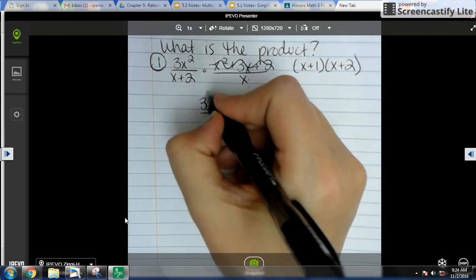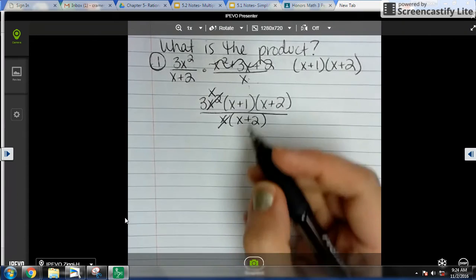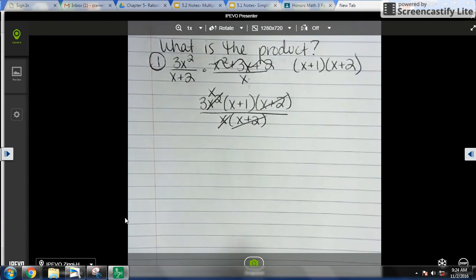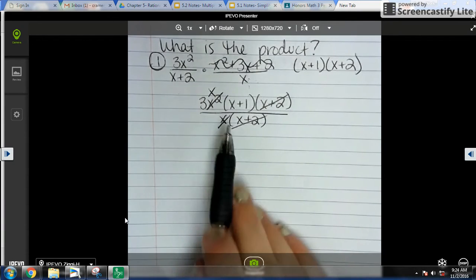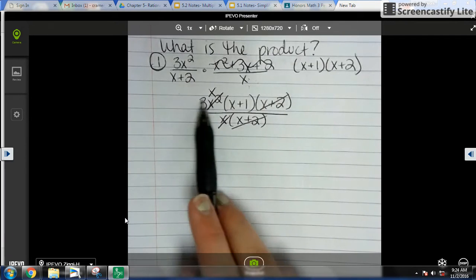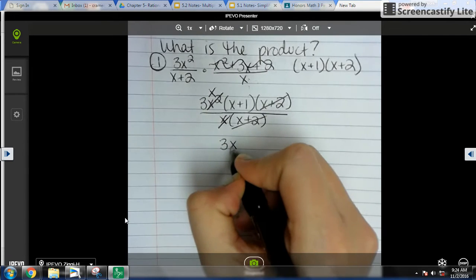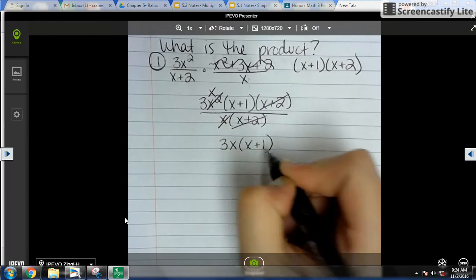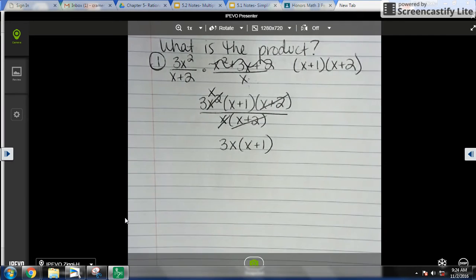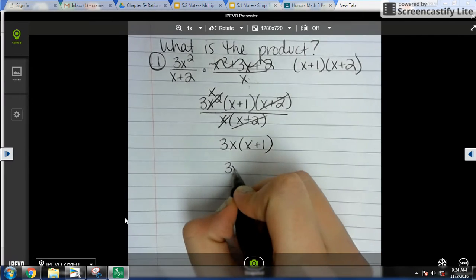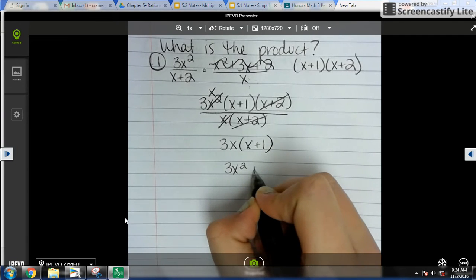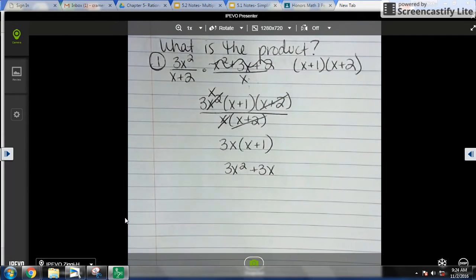x squared over x becomes x on top, and x plus 2 over x plus 2 cancels out as well. So on top we're left with 3x times x plus 1. On bottom we're left with just 1. And then we want our answer in standard form, so we'd go ahead and distribute this out, which would be 3x squared plus 3x.